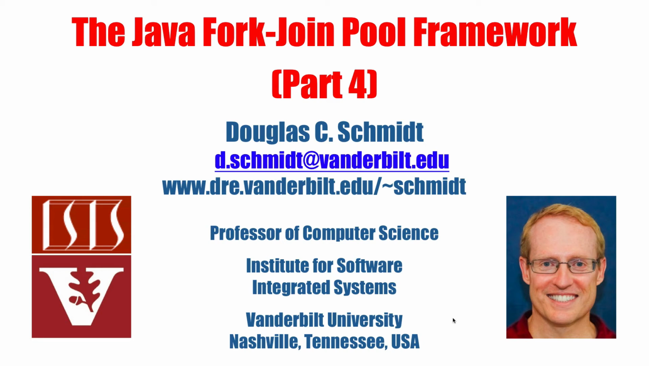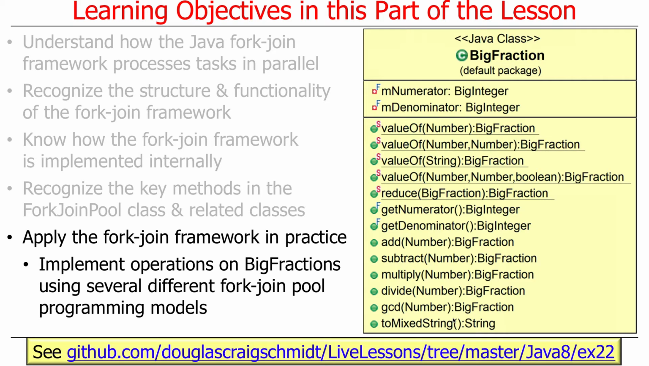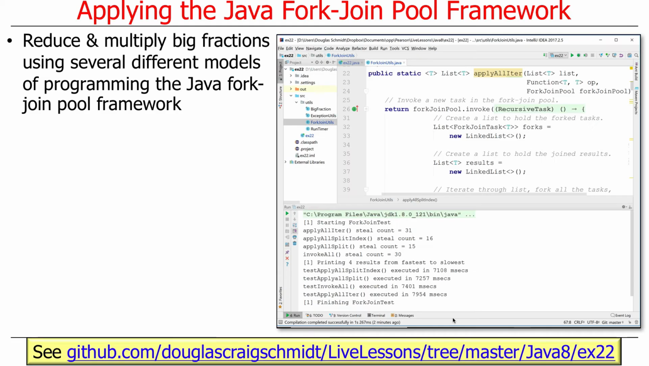So in this part of the lesson, we're going to be giving some examples of how to apply the fork join pool in practice. And I'll be using the big fraction example to motivate this. And I'll show you several different fork join pool programming models, maybe models is too strong of a word, several different approaches to use fork join pool, all of which, of course, are shown in the example available at the GitHub account.